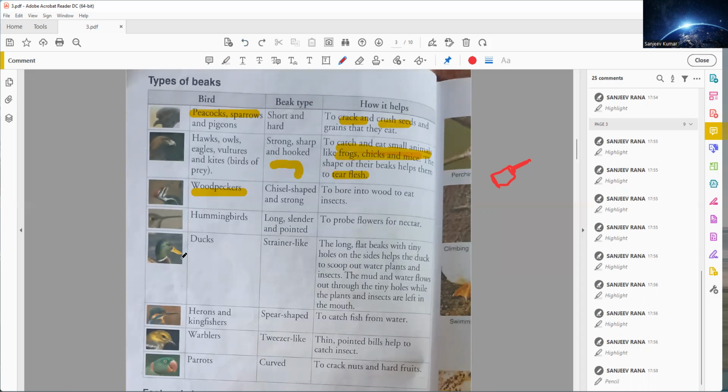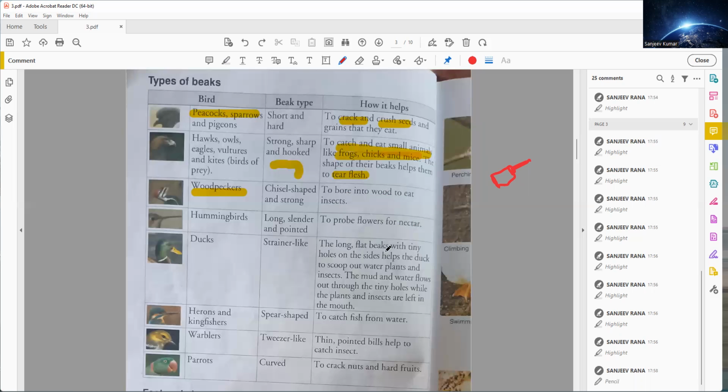Then ducks. What do we say about a duck? A duck is strainer-like. Now see, what does a strainer mean? A strainer is usually like the one we use in the kitchen. It is broader, a little broad. Whenever we need to take things out of any kind of vessel, we need a strainer.